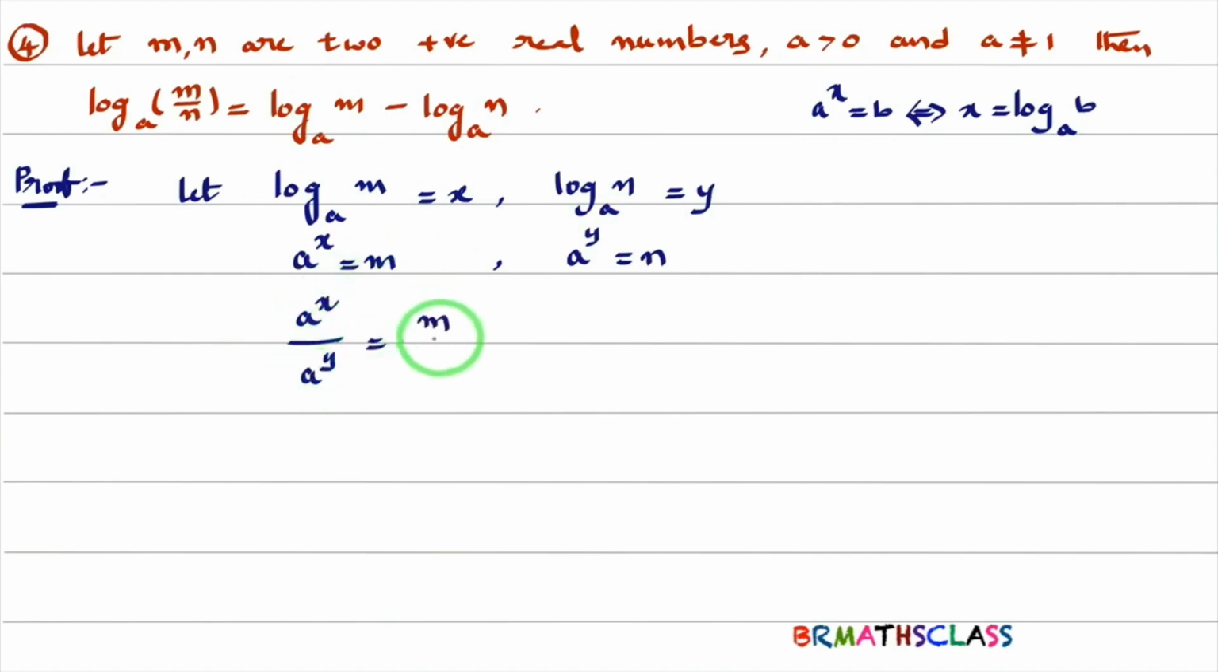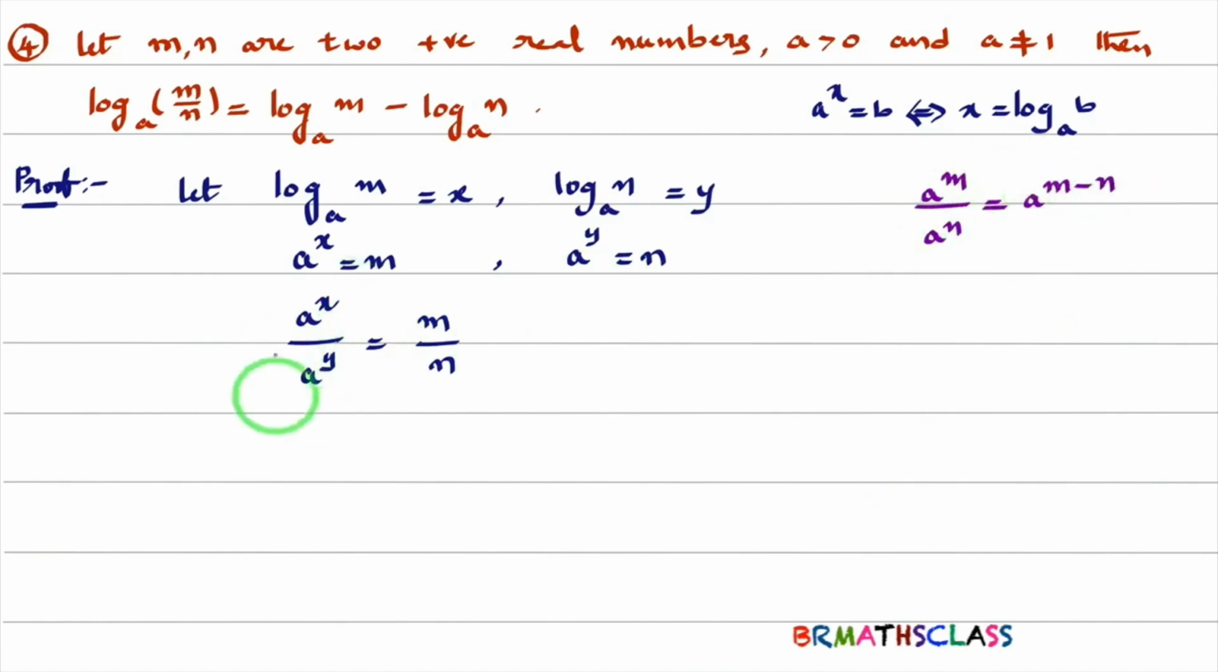a^x is m, and a^y is n. In the laws of indices, we learn this formula: a^m divided by a^n. What is the formula in laws of indices? That is a^(m-n).